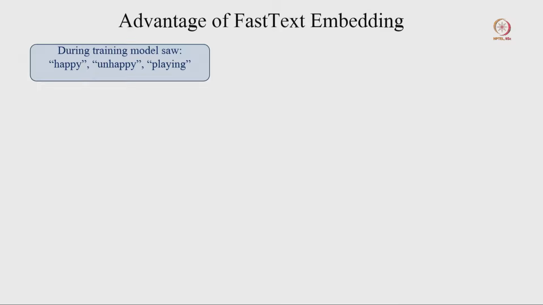So, we will see what the advantage of FastText embedding is. Suppose during training the model saw happy, unhappy and playing. So these are the words that the model saw. Now, it never saw the word unhappiness. According to the model's training, the vocabulary for the model is happy, unhappy, playing. So the word unhappiness is an out of vocabulary term for the model.